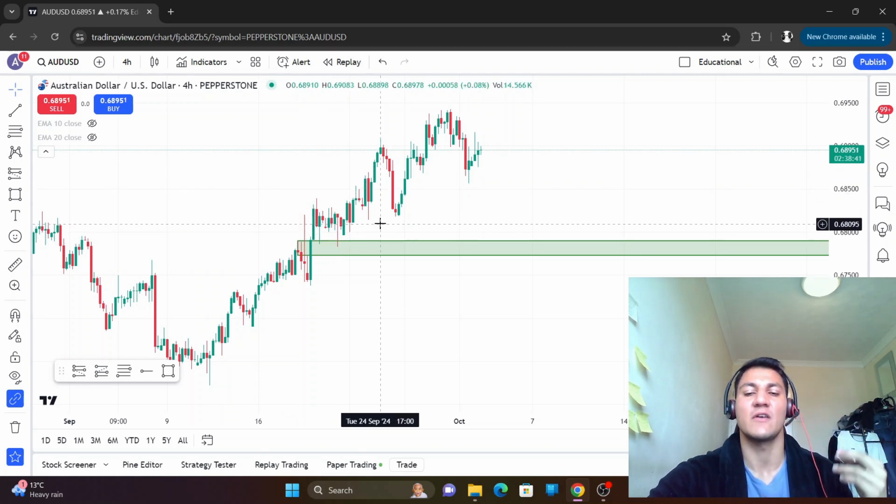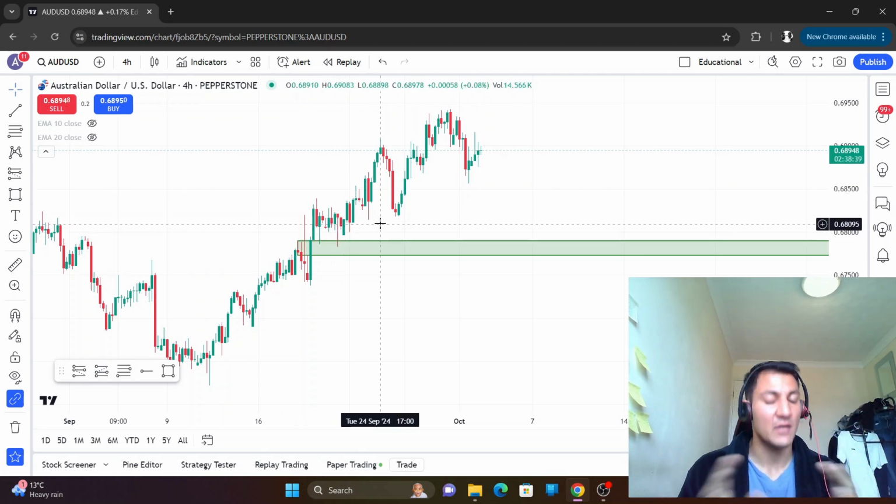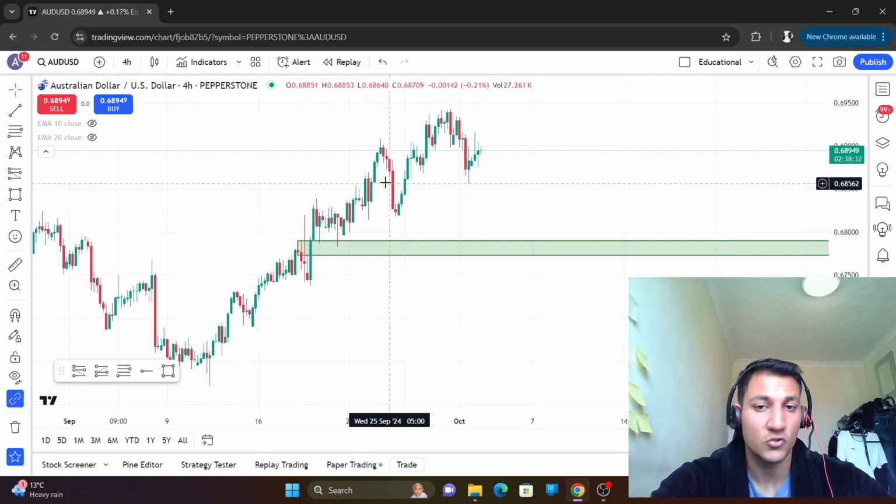Price will often come to these fair value gaps multiple times. You don't hear people saying this. They often say it's a one and done sort of thing. Price will come to fair value gaps multiple times before shooting off. It's not just a one and done sort of thing.